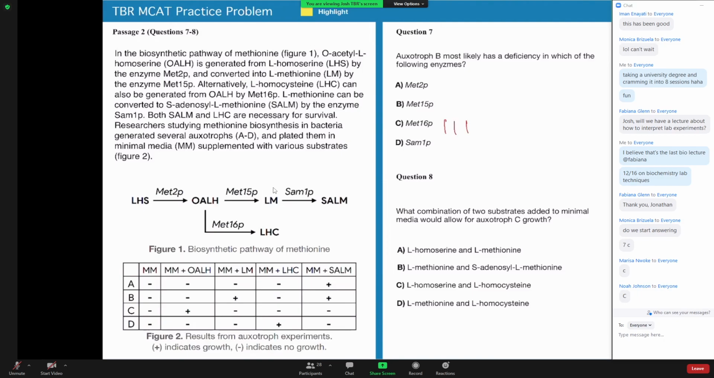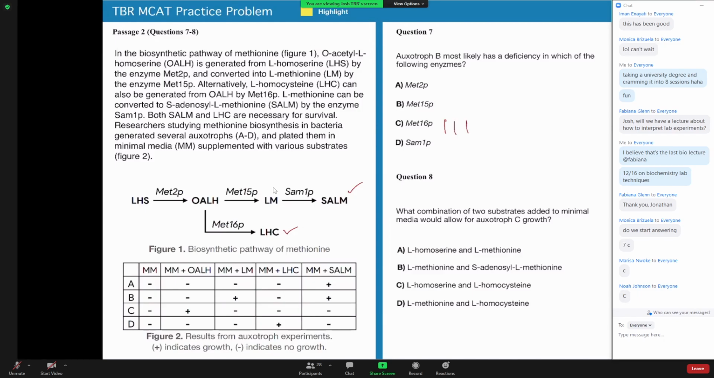And just try to figure out what you actually need to know and what everything means, right? So for this passage, it's describing this bacteria, and it's saying that these two metabolites, SAM, which stands for S-adenosyl L-methionine, is necessary for survival, but also LHC, which is L-homocysteine, is necessary for survival. So in order to grow, it needs this and this, right? So those are the requirements, okay?